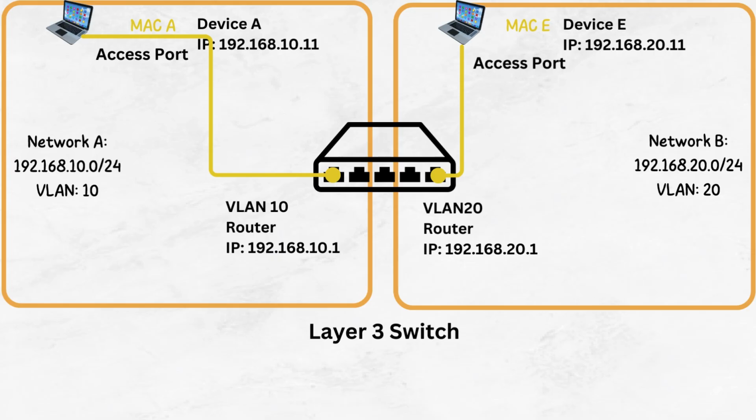A layer 3 switch combines the functionality of both a switch and a router. It operates at the network layer, routing traffic between different VLANs or subnets using IP addresses, while also functioning as a layer 2 switch within the same network. In this example, a modern switch handles both intra-VLAN traffic as a layer 2 device and inter-VLAN traffic as a layer 3 router. This dual functionality optimizes network performance.